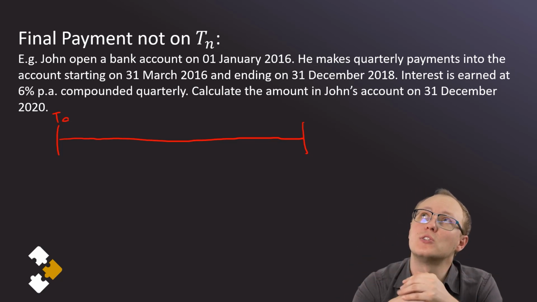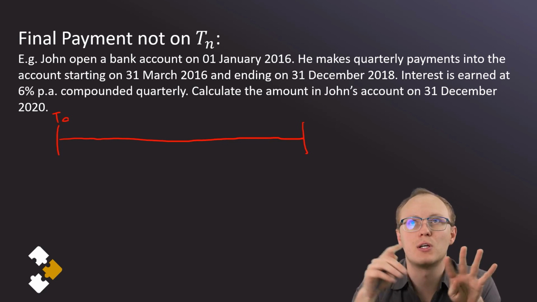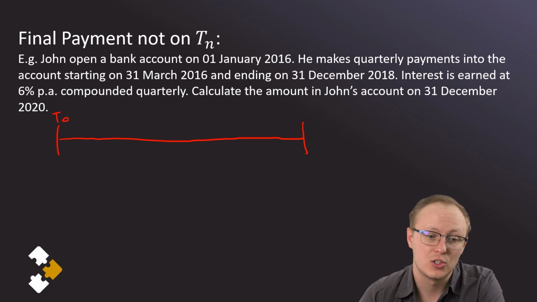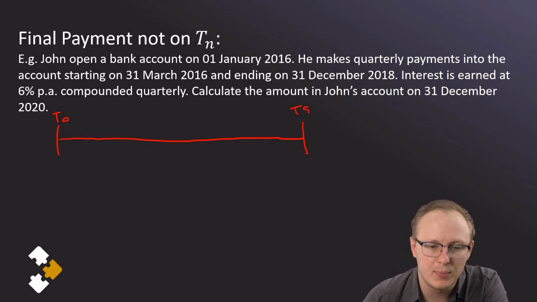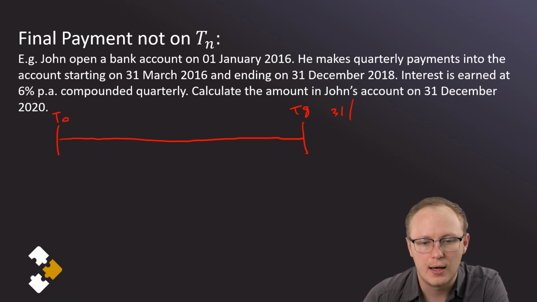How many quarters are in 2 years? I would say probably 4 times 2 is 8. There's 8 quarters. So our annuity happens up until T8, right? Which is our 31 December of 2018. And this is when our final payment takes place.